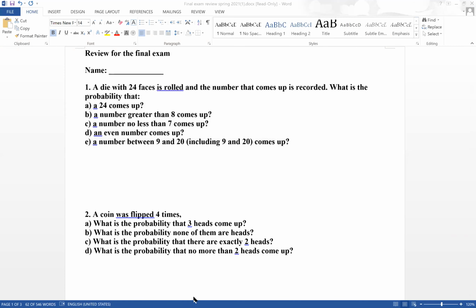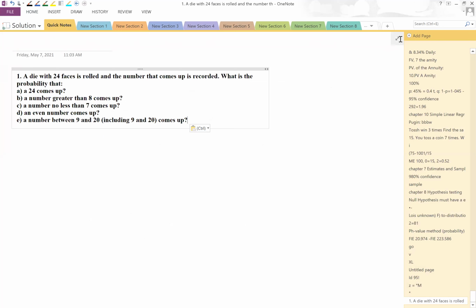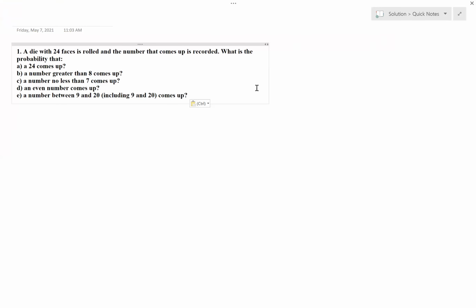So part A, a 24 shows up. It basically is a single number, and we know with 24 faces, there are 24 numbers available. So for part A, it's just going to be 1 over 24.